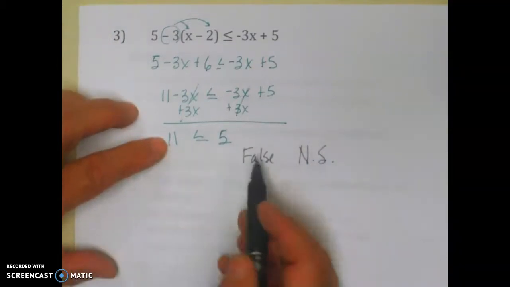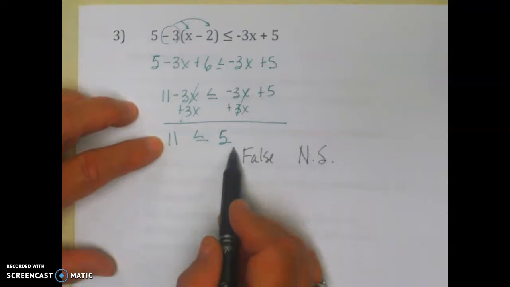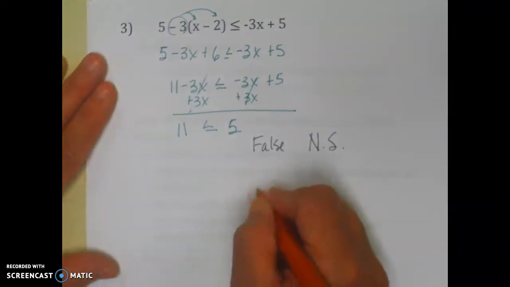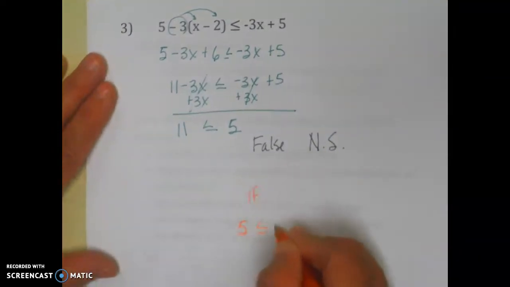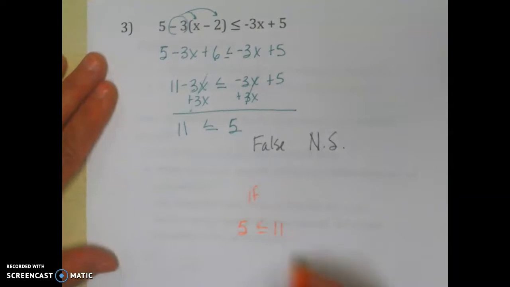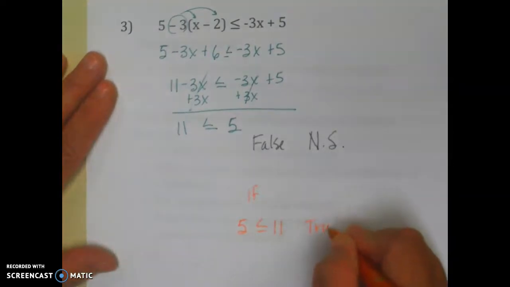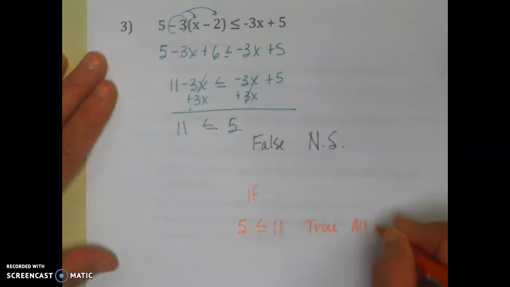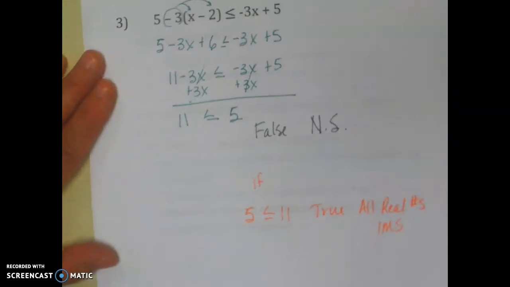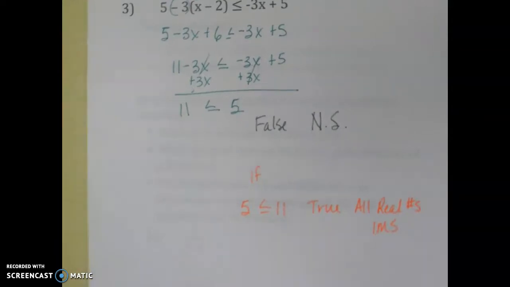By false, I mean 11 is not less than or equal to 5. Okay, if I had 5 is less than or equal to 11, that's true. So that would be all real numbers, or infinitely many solutions if that's how your teacher records it. And that's all for part 1 of 1.2.